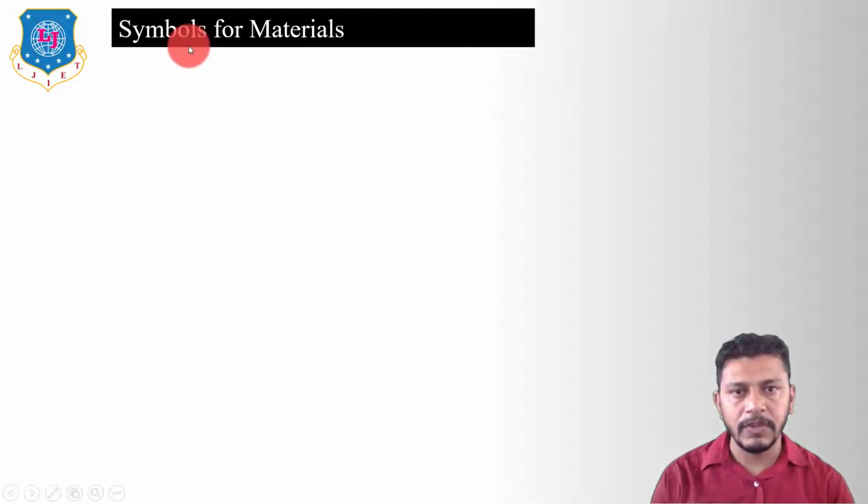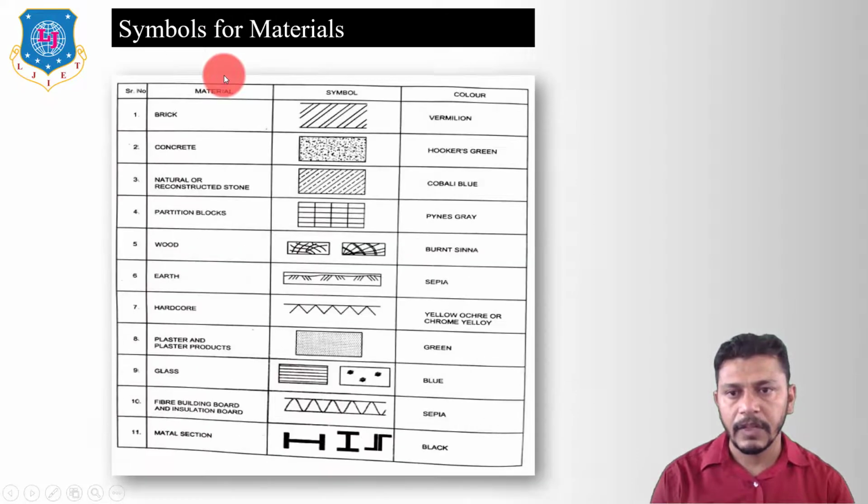Now let us see the symbols of the material. Okay, so the different types of materials are shown in this column. These are the symbols for the material and the color of the different materials used in the building. So first is brick, so the symbol for showing the brick is like this, and the color will be vermilion. Concrete, so the symbol for the concrete is like this, and the color is Hooker's green.